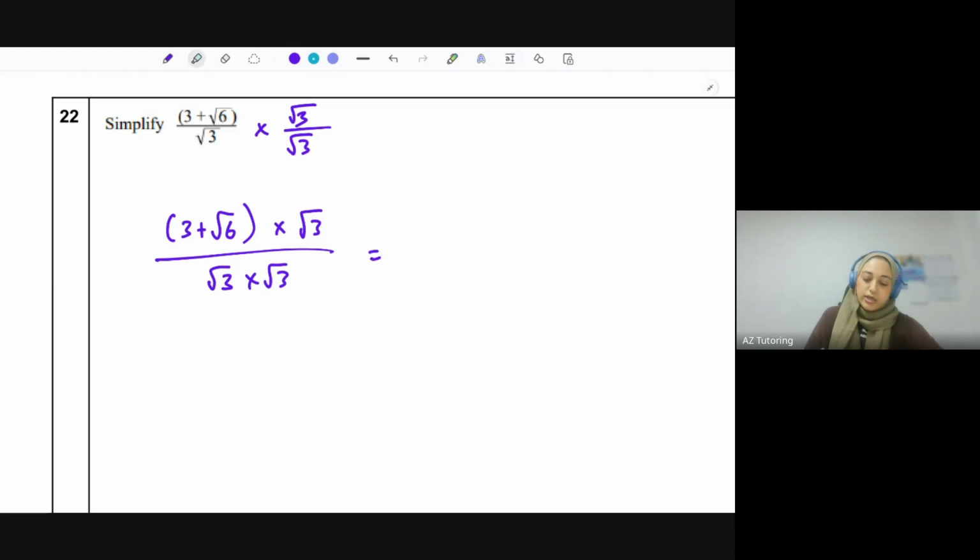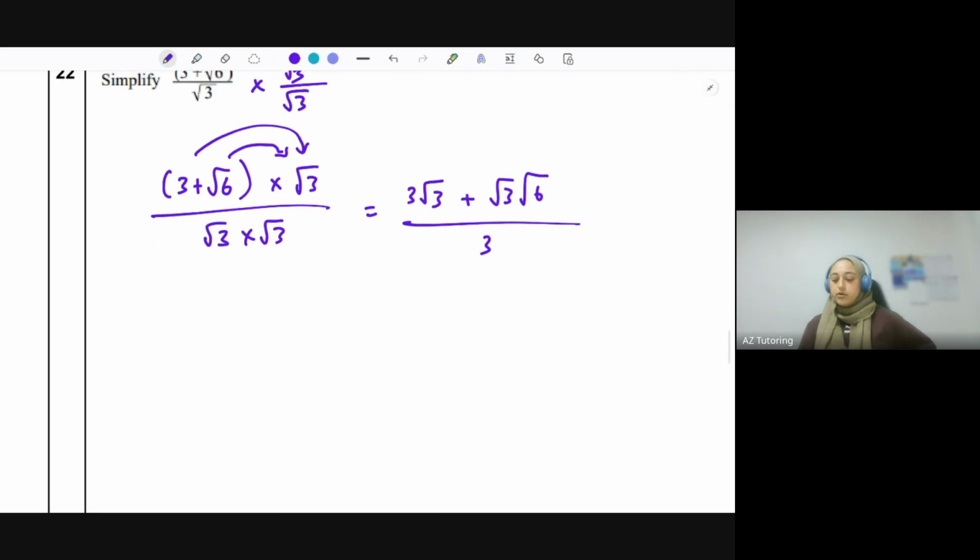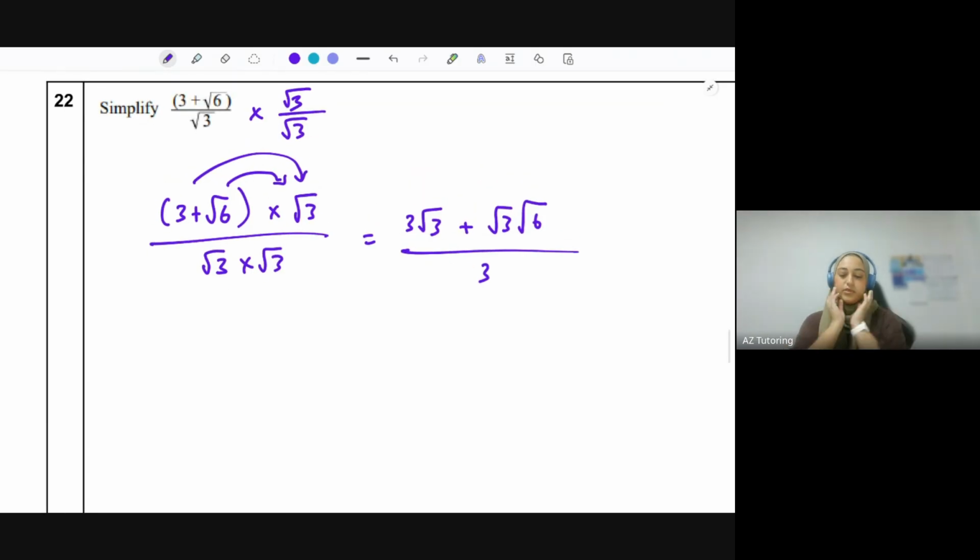So this is, again, just like with algebra. You do 3 times root 3, which is 3 root 3. And then root 3 times root 6, which I can't really combine together, so I'll just write it like this for now. Over root 3 times root 3, we know they cancel. Okay, let's see if I can somehow simplify this on top. Well, I can't really, because root 6 is not a square number. So I'm just trying to figure out how we could potentially simplify that.